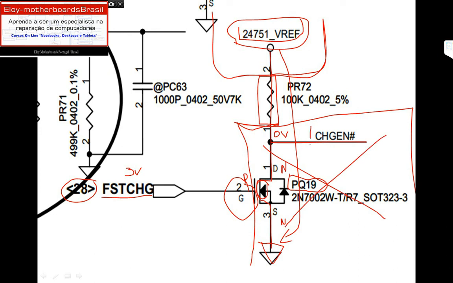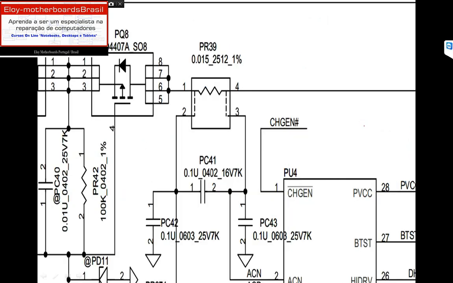This charge enabled with 0 volts will be taken to pin number 1 of the charger IC, right here. It will be taken to pin number 1 of the charger IC, as you can see at this point, with 0 volts, okay. In the next lessons I will explain this hashtag, this line above the letters, right here. So it will be here with 0 volts, okay.